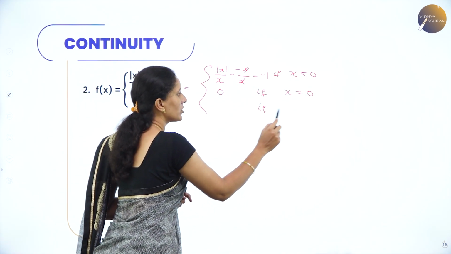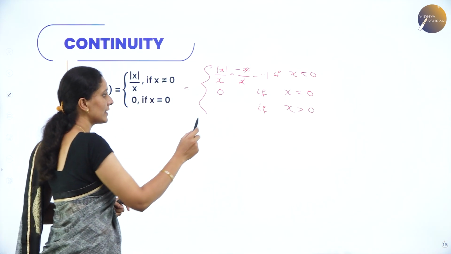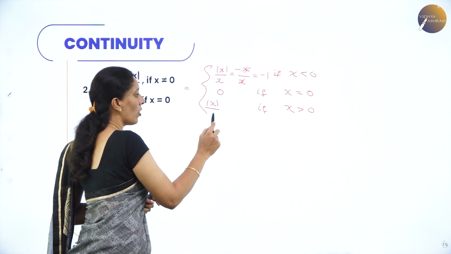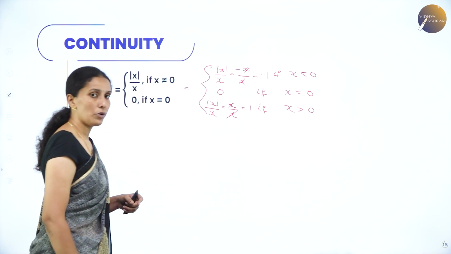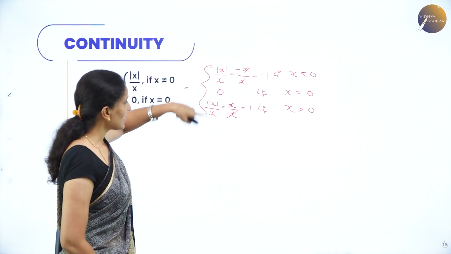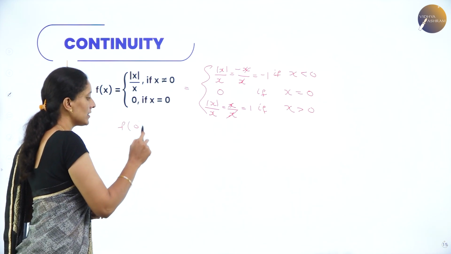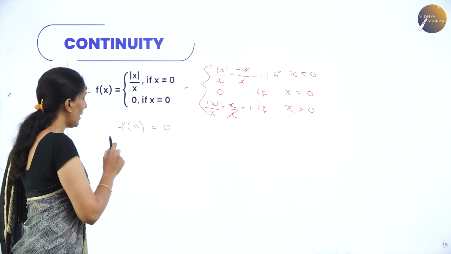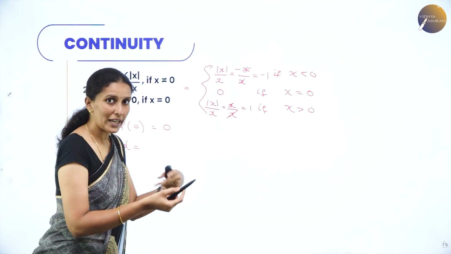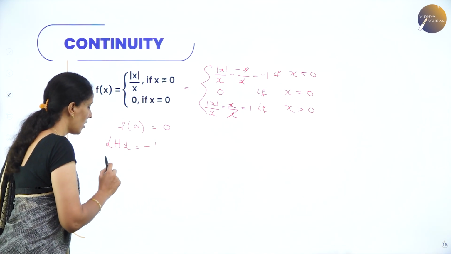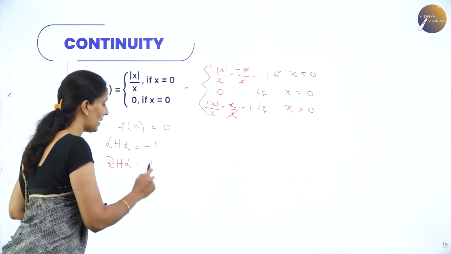What happens if x is greater than 0? Whenever the value is greater than 0, modulus x is positive only. That is, mod x by x is nothing but x by x, so the value is equal to 1. So clearly, as defined here itself, f of 0 is 0. Look at the left hand limit. The left hand limit is equal to minus 1, that is, when x is less than 0, it is minus 1. And what about the right hand limit here? The right hand limit is equal to plus 1.